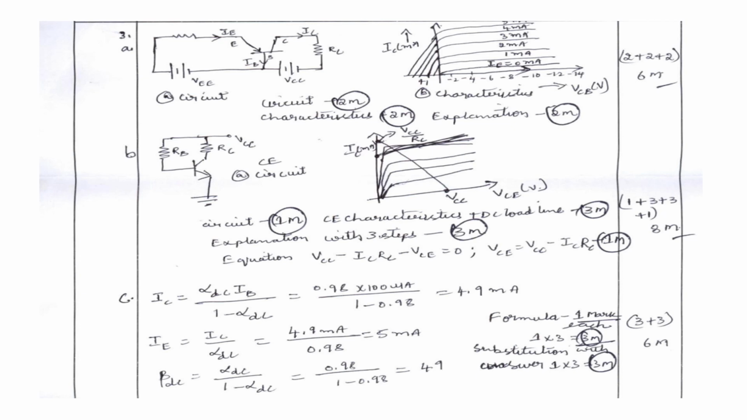So the formula when you write, it carries 1 mark. So one formula carries 1 mark. So you have 3 formulas here, so it is 3 marks, and substitution with the exact answer carries 3 marks. So totally it is of 6 marks.